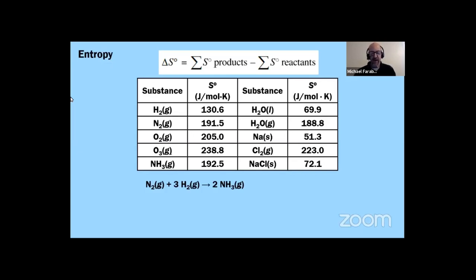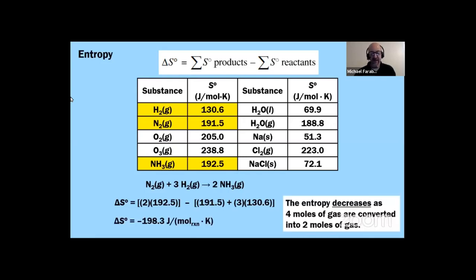All right, let's go ahead and do the calculation. So we'll do products minus reactants. That would be 2 times the number for NH3 minus the number for nitrogen, and then also minus 3 times the number for hydrogen. And then this math works out to be negative 198.3. So hopefully that agrees with what you had predicted, that when you go from 4 moles of gas to 2 moles of gas, the entropy decreases. And so that's why the delta S is negative.